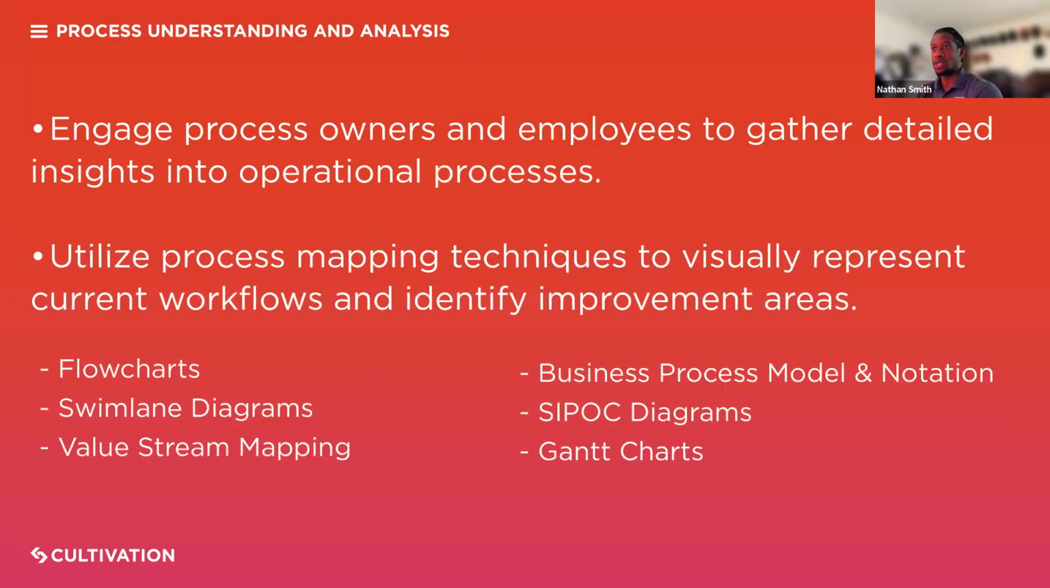Now, depending on your industry and the type of business that it is, each business has different processes. So you want to engage each and every process owner, people who are in charge of making sure things are running like clockwork, and see what different ways these processes are working. You want to use different process mapping techniques to visually represent what's currently going on in the business across a wide variety of departments. Here I have a few examples of different ways that you can represent these different workflows and processes that are currently happening within the business.